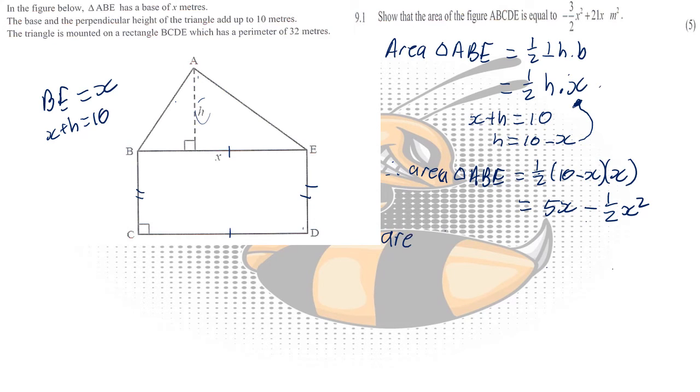Next up, we need to find the area for the rectangle BCDE, and in this case the area is normally just your length times your width, or your height times your width. In this case, we already know that the length is x, but we don't know what the width is. So we can say, well, we know that the perimeter has to be equal to 32.